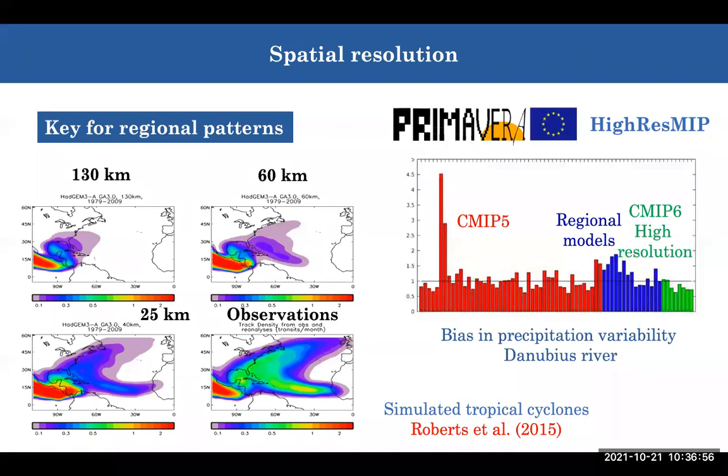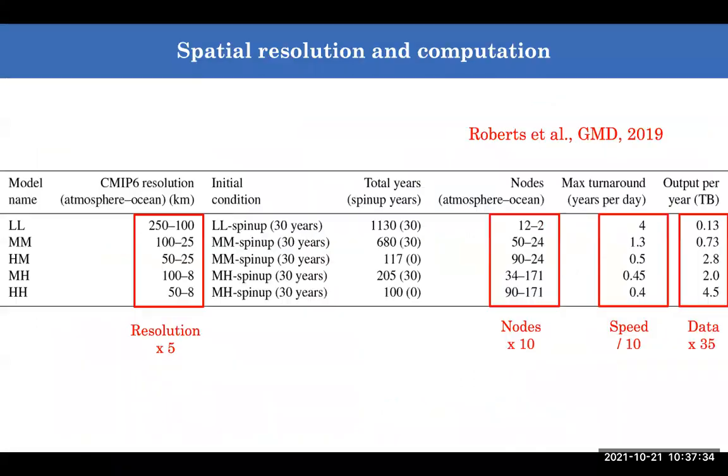If we look on the right, those are biases in precipitation variability in one land area, like the Danube River. And this compares CMIP5, which was the previous set of simulations, regional models, which are much higher resolution, but only limited area regions, and CMIP6 at high resolution, showing each time that the bias is reduced. So clearly, spatial resolution allows a better representation of regional features, and that's an important aspect for adaptation.